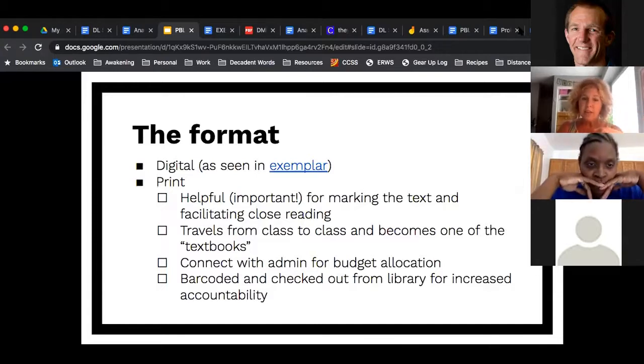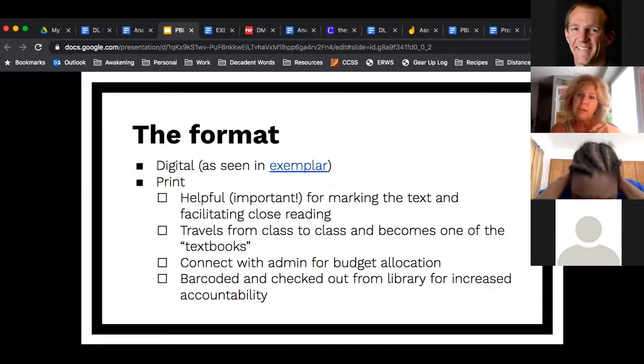With that, I made the comment here about the budget, and the way that we do it at Kearney is that they're checked into the library and barcoded. So when students check their books out, they also check out the compendium. Now it's a consumable, so they're not returning it at the end, but there is that additional level of accountability from knowing that they're checking it out from the library.